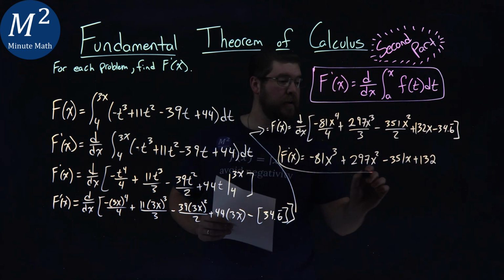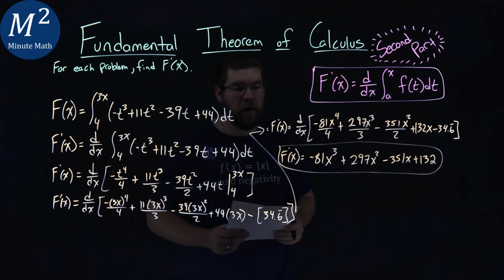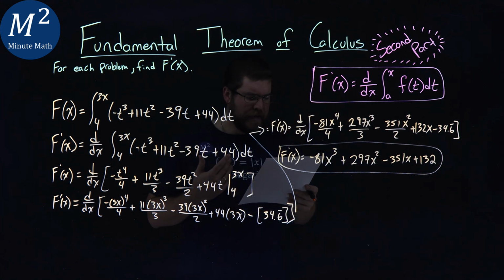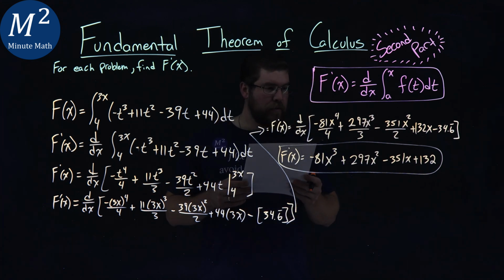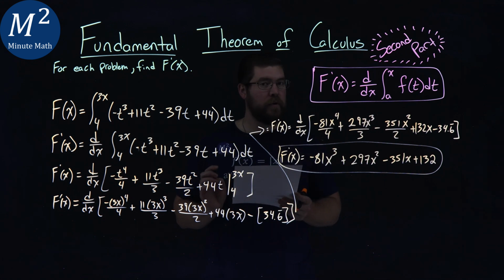And so we have it here, long, but not too bad. Our final answer, f prime of x, is equal to negative 81x cubed plus 297x squared minus 351x plus 132.